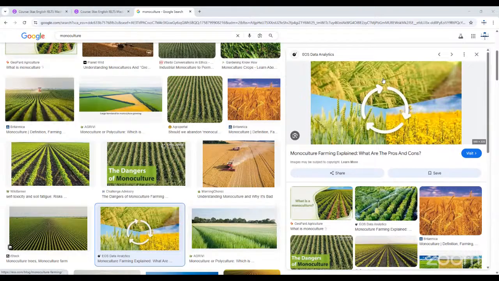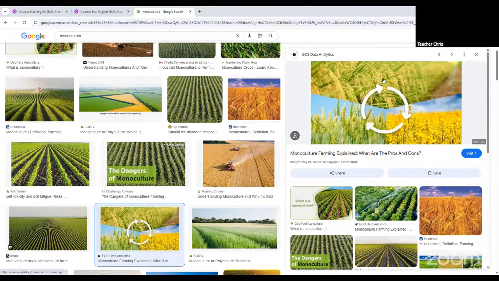To be honest, I don't quite understand how planting different things on the same soils can help enrich the soil. I don't know why. I'll explain why.